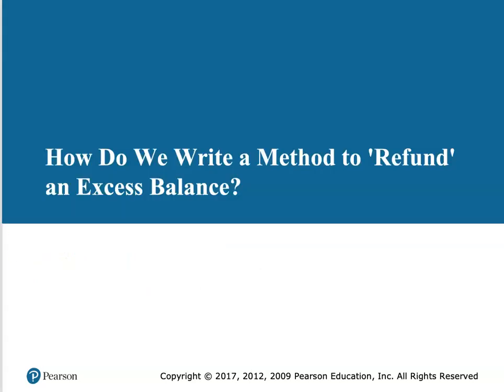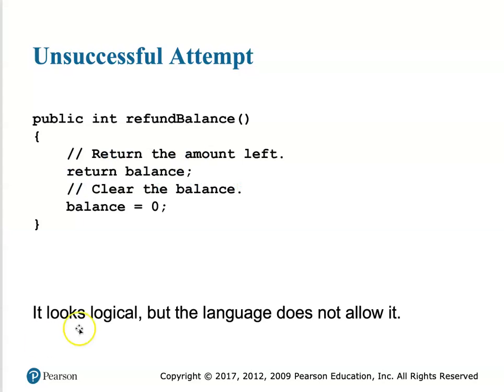let's try to think about how we would refund extra money that was put in. You might be tempted to say, okay, we're going to refund the balance. So the name of our method is refund balance. We'll return the balance that's back, and then after we return, we'll set balance to 0.